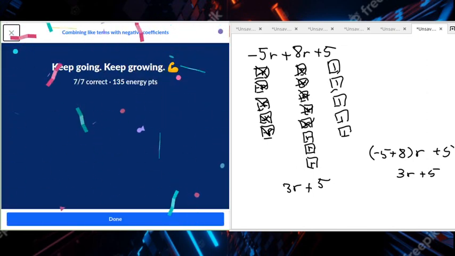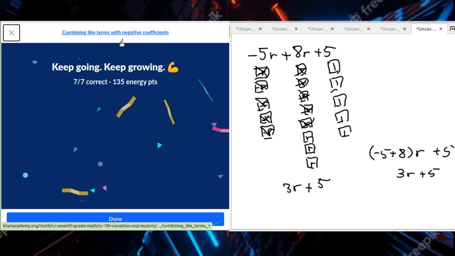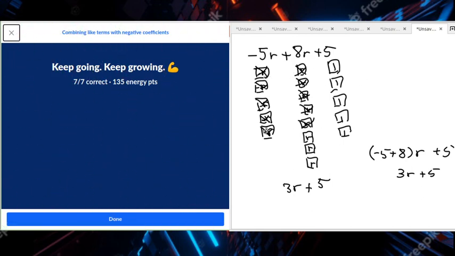Okay, so that's our combining like terms with negative coefficients. Remember to use this algebra tiles model. It's a great idea to keep using tiles and integer disks and all those kinds of things until you really, really understand this problem.